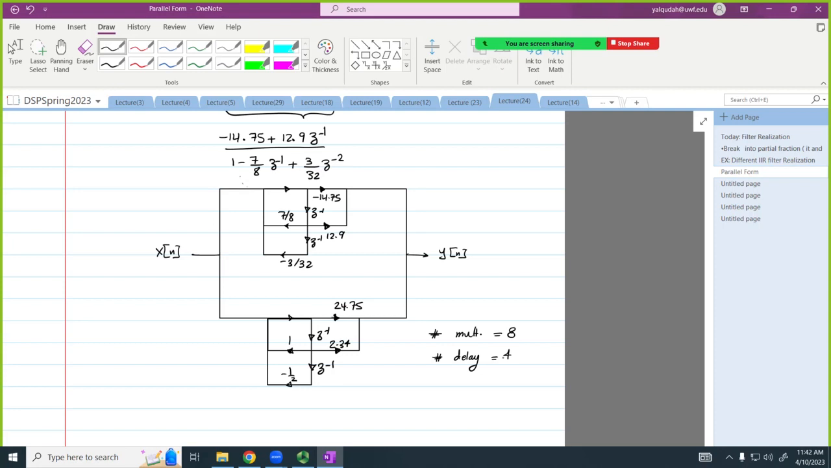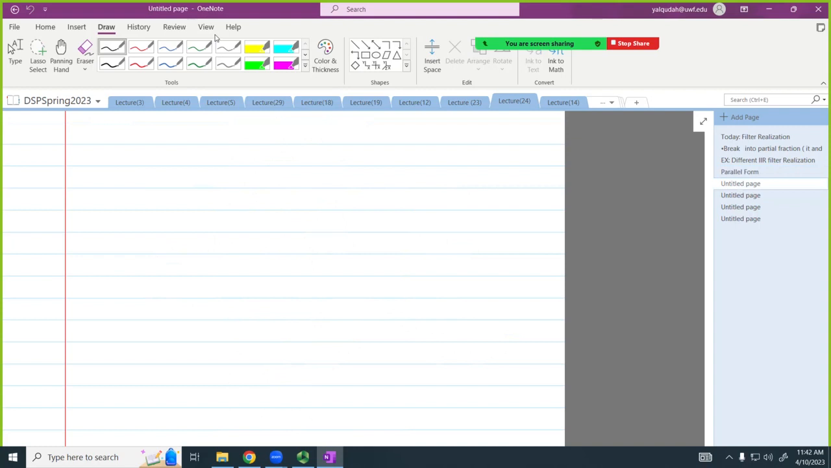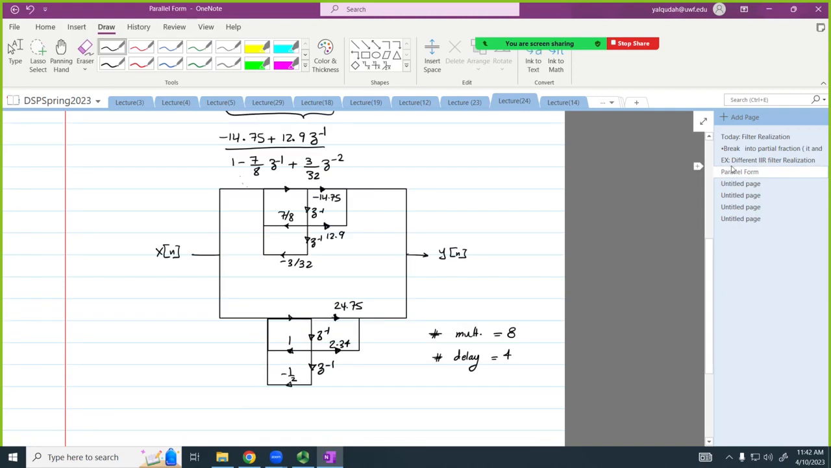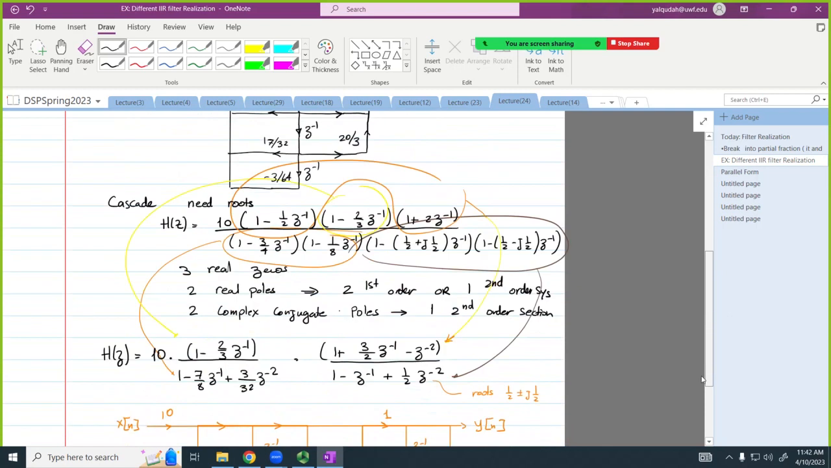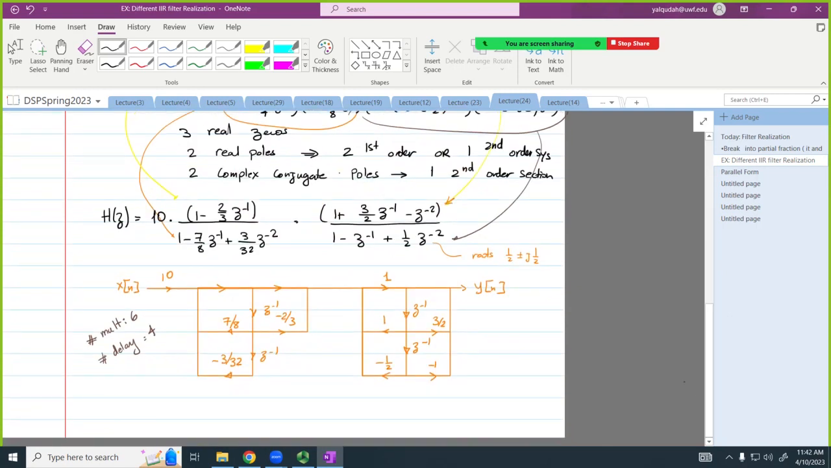Any questions? Is it a little bit dull topic? If we look at the original cascade example, well, 6 multipliers, 4 delays. 1 delay, 2, 3, 4.